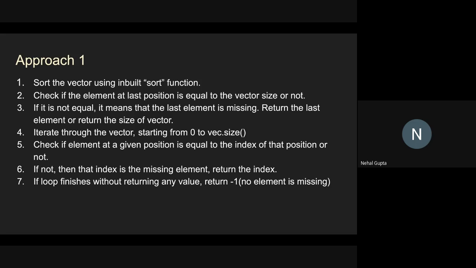This is the first approach. I'll be telling another one. So, first of all, you sort the vector. After sorting, the vector becomes 0, 1, 3, right?